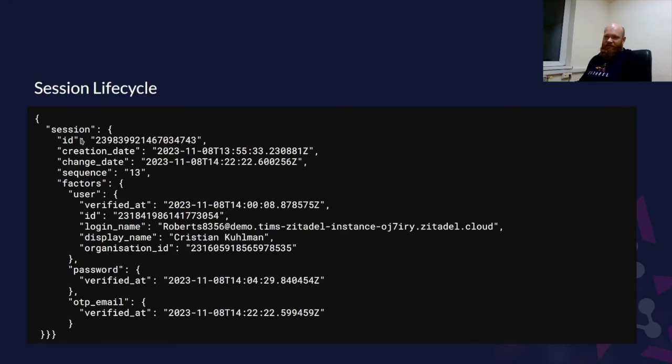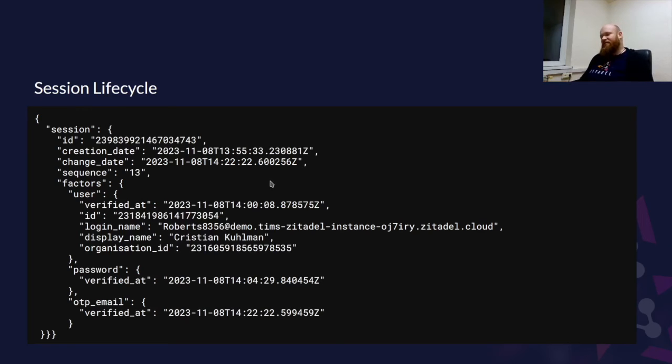Here we have the creation date of the session, change date, the current sequence. The factors that were checked and authenticated. So we have, for instance, the user was verified at this timestamp with this ID, where the user has this login name. This is his display name that we can use in the UI. And he is part of this organization ID. And then we see that the password was verified at this date and the OTP email was verified at this date. So that's the state of our session in that case.